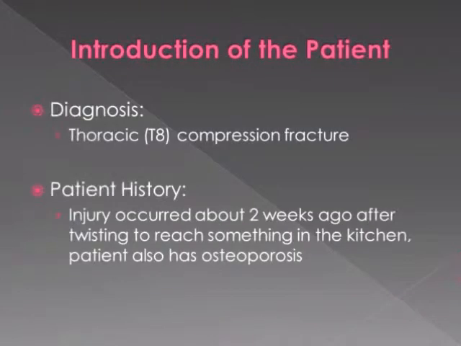My patient was a 65-year-old female referred to physical therapy for treatment of a thoracic compression fracture, specifically T8. The patient's history is that the injury occurred about 2 weeks ago after twisting to reach something in her kitchen, and the patient also has osteoporosis, which means that they're at an increased risk for more injuries.